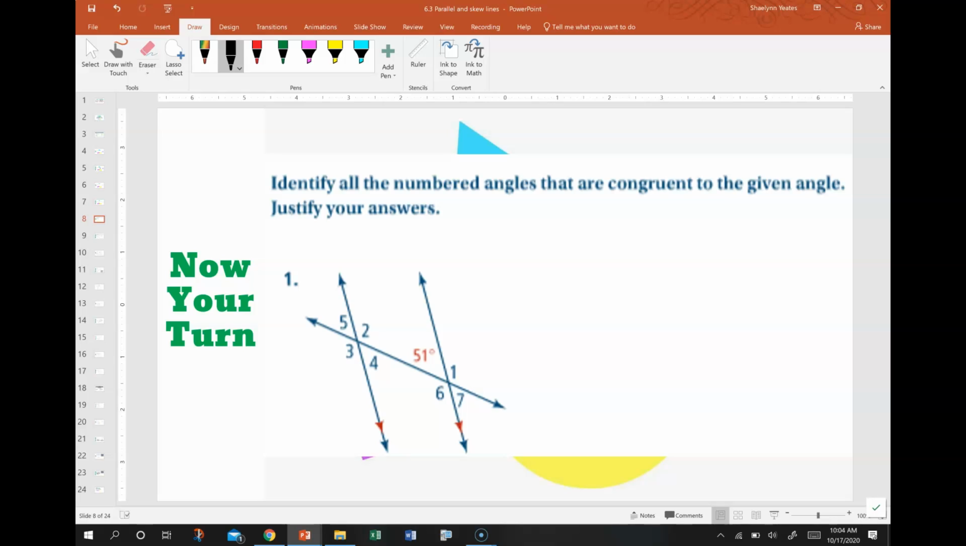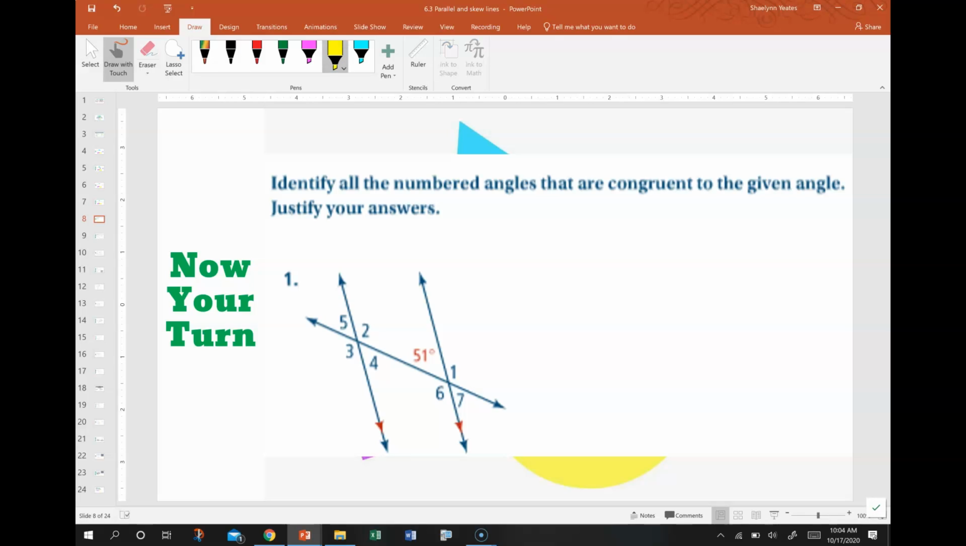Are they alternate interior angles? Are they alternate exterior angles? Are they corresponding angles? Are they vertical angles? Like, you can use any and all of those things. I just want you to list all of the angles that are congruent to 51 degrees and how you know that they are congruent. Not just that they look congruent. You have to answer how you know.